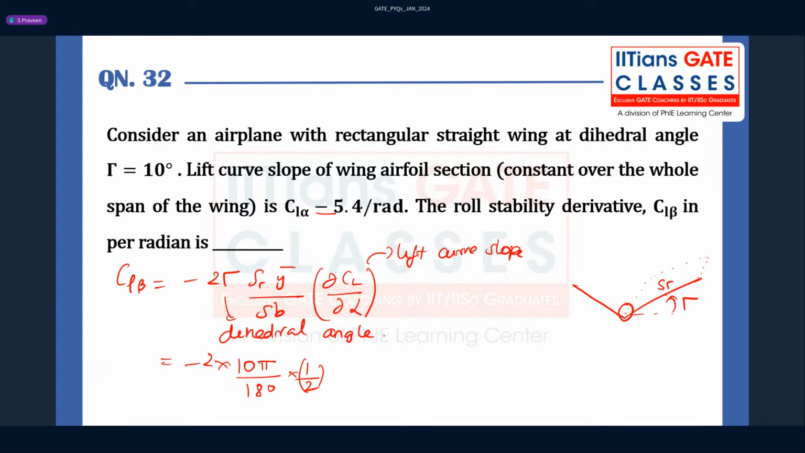And y bar by b: where does your net force act? Let's say it acts at the centroid of the wing. If you keep this as y bar, this is again b by 2, so y bar by b will give you a 1 by 4 factor, times dou CL by dou alpha, which is 5.4. If you simplify this, mind you, you have a minus sign, so this will turn out to be minus 0.2356. So this is the answer. Yes guys, hope you understood this. It's pretty simple.